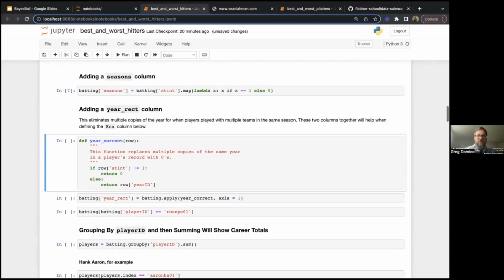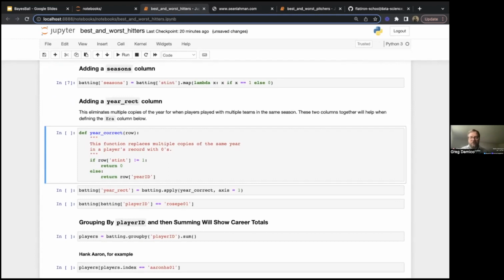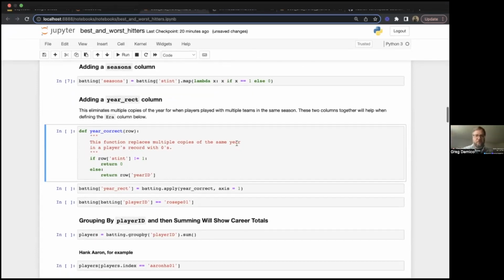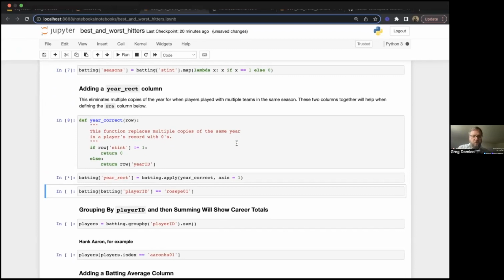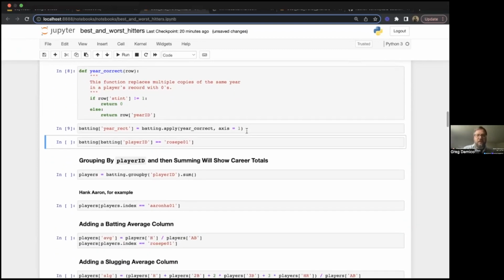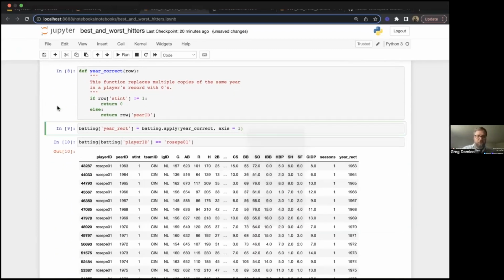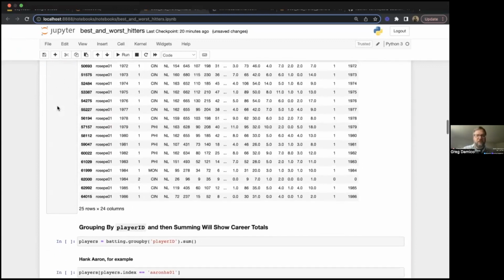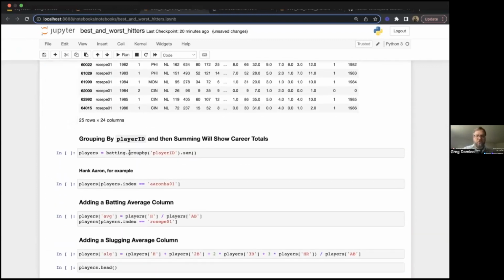Now, what I really want to do is think not about an individual year for a given player, but about the career totals for each of my players. So I'm going to do a few manipulations here that I'm not going to worry about for now. What I want to do is group my data by the player ID, and then I'm just going to sum over all those totals.